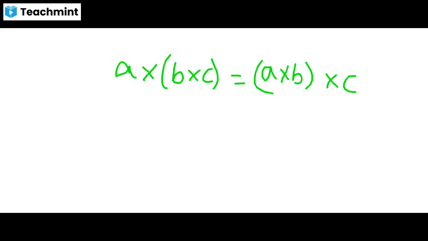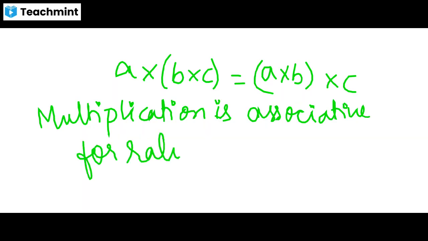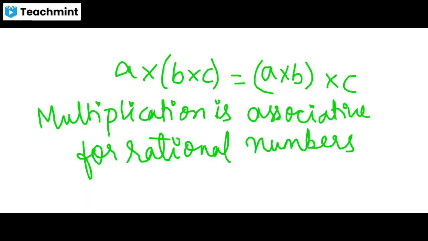So what can you write? Conclusion: multiplication is associative for rational numbers. Yes, (A into B) into C is equal to A into (B into C). So therefore the conclusion you can write is: multiplication is associative for rational numbers.